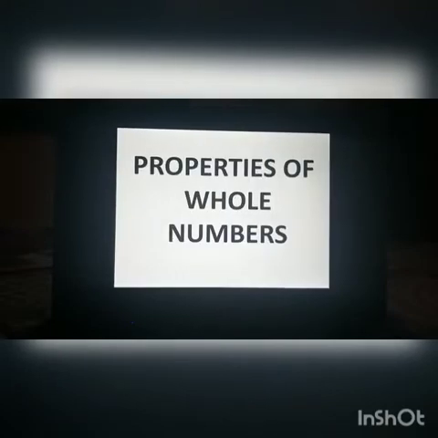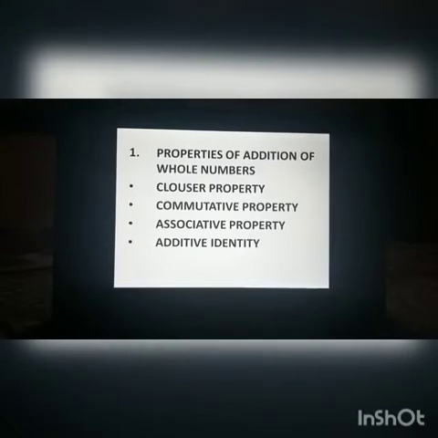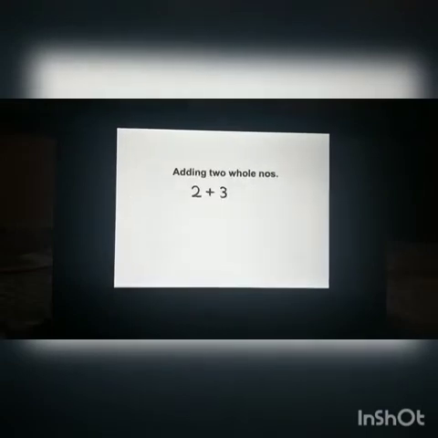Today we will start properties of whole numbers, and under the properties today we will do properties of addition of whole numbers. Today we will do for addition, tomorrow we'll do for subtraction, then multiplication and then division. So first one is for addition, and under this addition category we have four properties. First one is closure, second is commutative, third is associative, and fourth is additive identity. So look at them one by one.